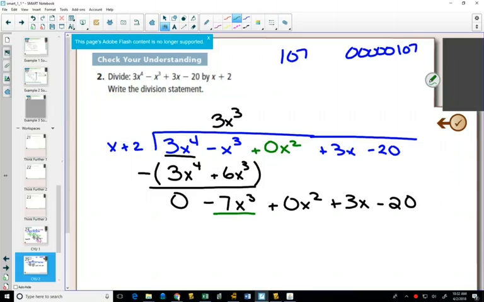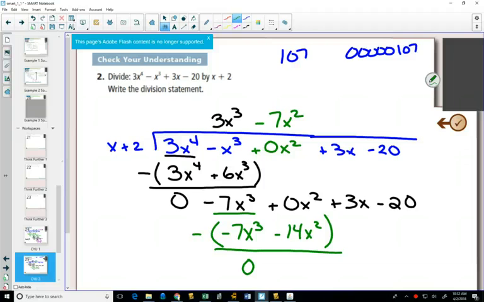Now negative 7x cubed is our largest value. What would I have to multiply x plus 2 by to get negative 7x cubed? Negative 7x squared. I multiply negative 7x squared, we get negative 7x cubed, which is what we wanted, and negative 14x squared. And this is why that 0 was important to have there, because now when we subtract, this will be 0. 0 minus a negative 14 is plus 14. If you don't write the 0, sometimes you get tempted to put things that don't match up, columns don't match up, your math goes bad, and we'd still bring down the other values, plus 3x minus 20.